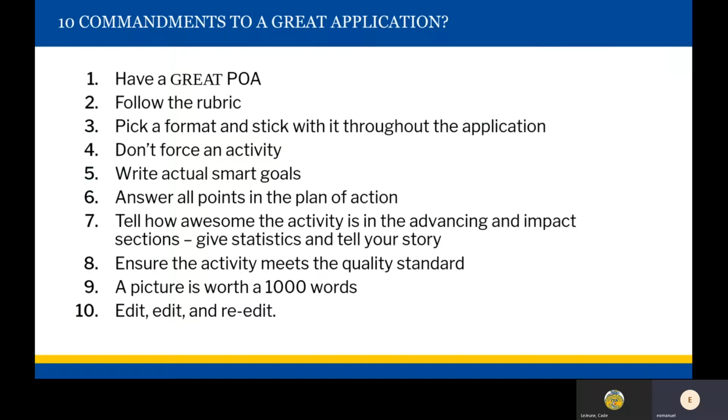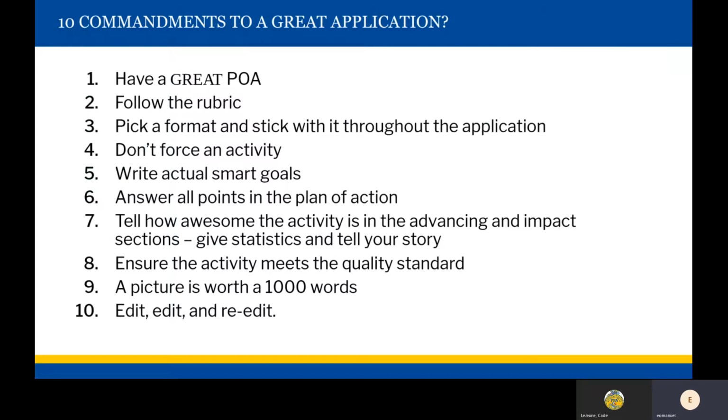Okay, so when we talk specifically about Form 2 of the National Chapter application, there are 10 things to really remember, and this was given to me from a PowerPoint that I saw at summer judging. So the first thing, you want to have a great program of activities, like I've kind of touched on already. You want to follow the rubric. National FFA gives you the rubric with really specific criteria for everything, so use it. Pick a format and stick with it throughout the application, and I'll show you examples of that. Don't force an activity to fit somewhere that it doesn't fit in the quality standards.